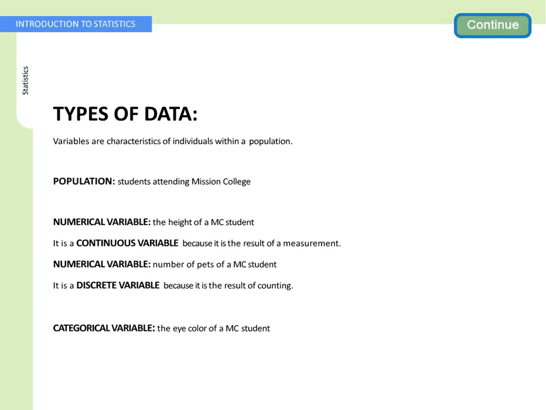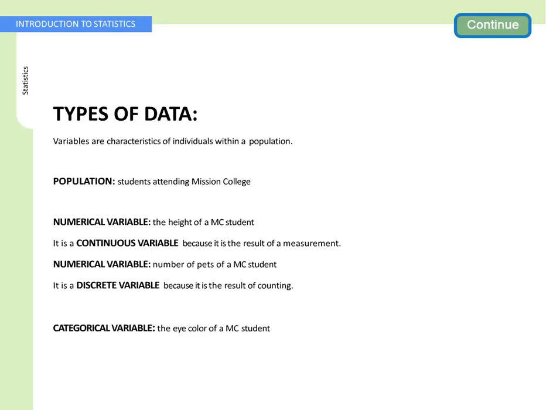Let's consider the population made of students attending Mission College. Variables are characteristics of individuals within a population. The height of a Mission College student is a numerical variable. It is a continuous variable because it is the result of a measurement. The number of pets of a Mission College student is a numerical variable. It is a discrete variable because it is the result of counting.